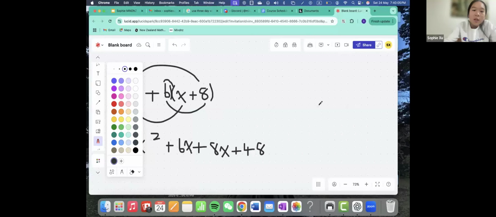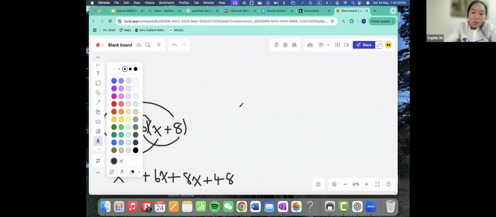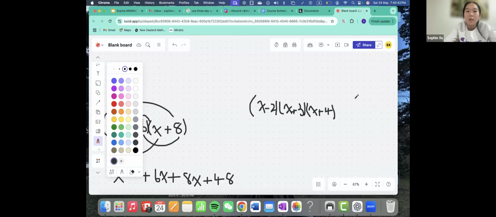What if it was three brackets? Let's just say x minus 2, and then x plus 3. Sorry for my really bad handwriting. Times x plus 4. How would you do this? I'll give you 30 seconds to think about it, and then someone can just unmute themselves and shout out the answer.